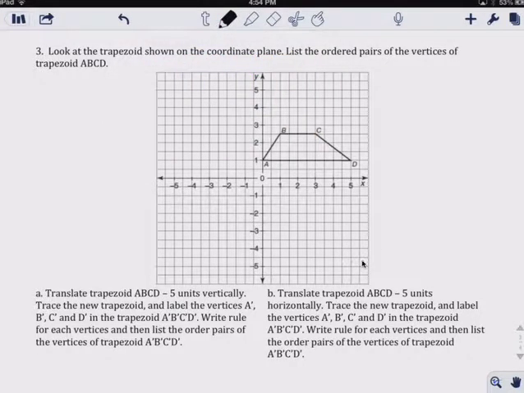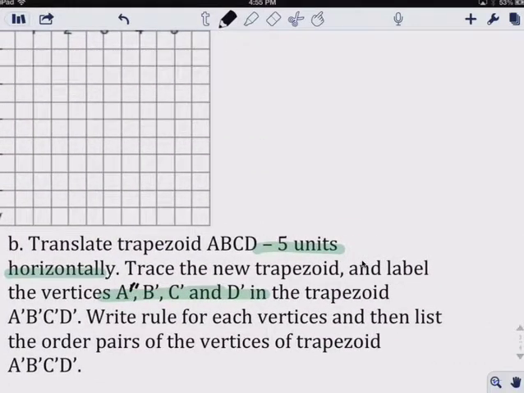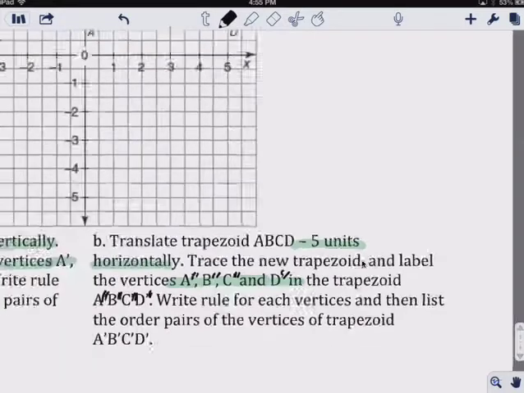List the ordered pairs of the vertices on the trapezoid. On your notes I tell you to list, but on the test I will give you a triangle and I will tell you the direction on what to do. And then tell you to label and trace it and label it prime A, prime B, prime C, prime D. And here I should have put double prime. Forgot the two little dots. Typo. These are typos. I need to have those two little prime marks.